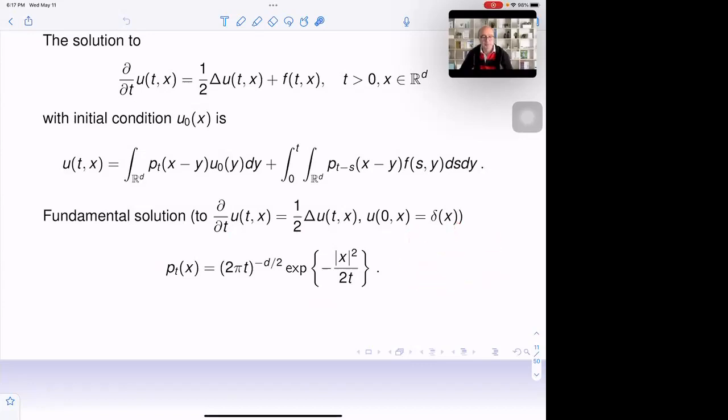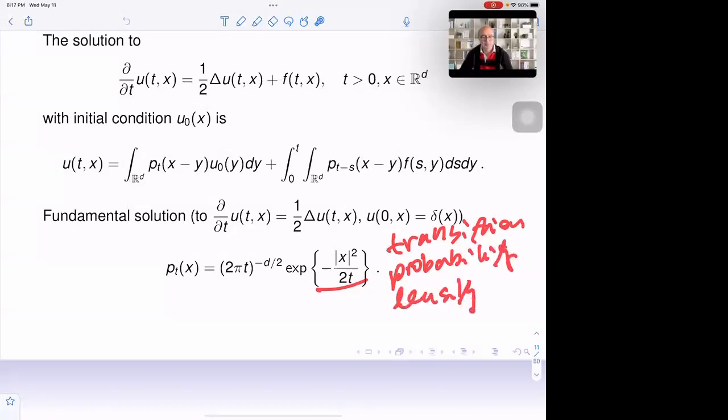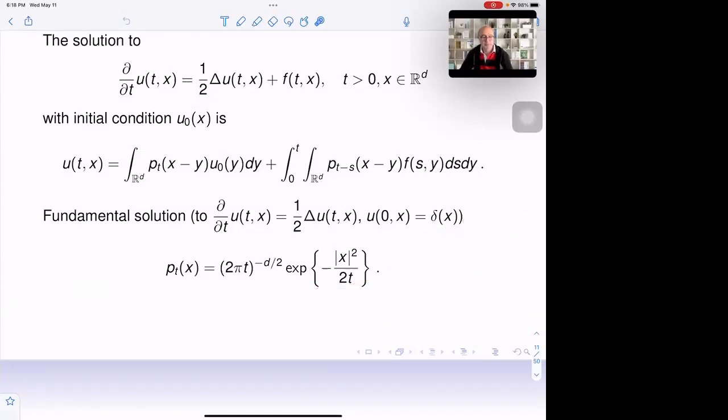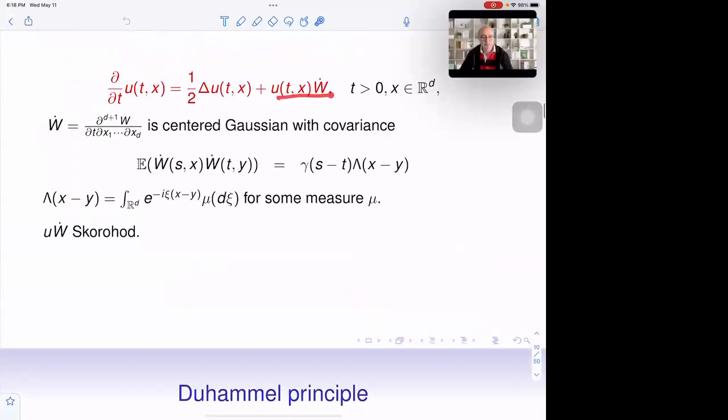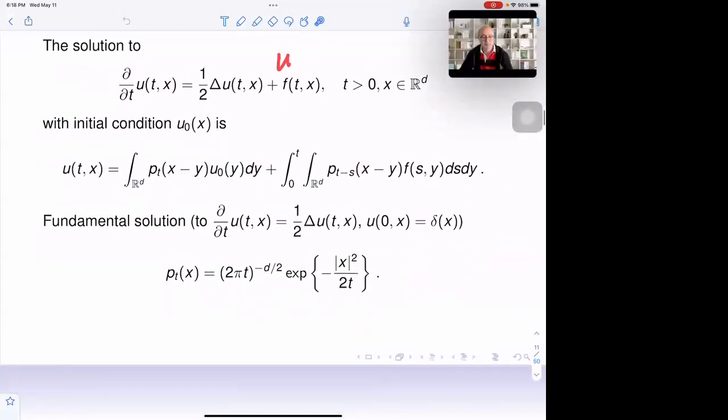So this one is also the transition probability density of Brown motion. Okay, so this equation is given by this. So now if this is U, in this equation this F is given by this. Just replace this one here.